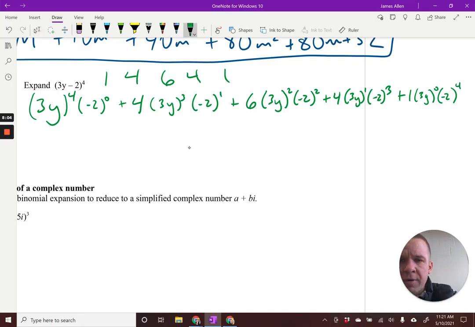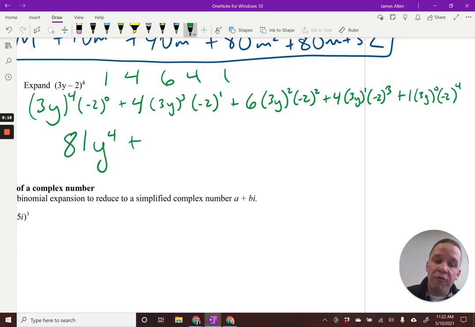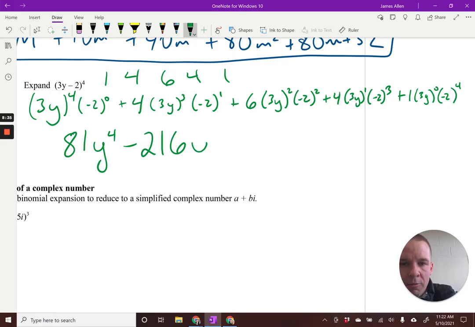So we'd have 3 to the fourth is going to be 81, y to the fourth. The negative 2 to the 0 is just 1, so that's that for that one. Then I have 3 to the third is 27 times 4 is going to give me 108 multiplied by a negative 2, because negative 2 to the first is negative 2. That will be negative 216. So minus 216. Oops, I lost my y there. y to the third.